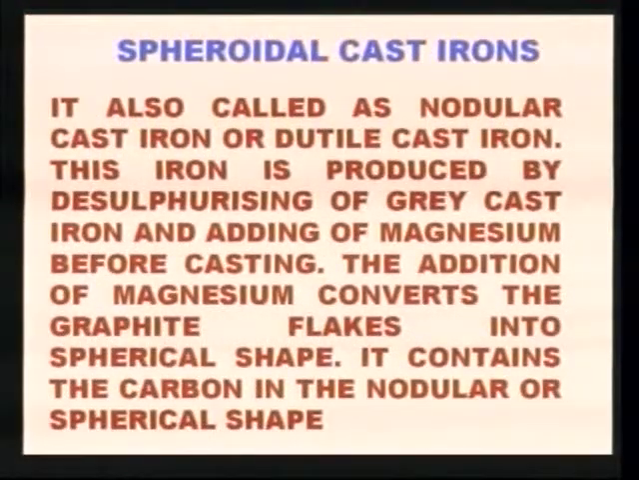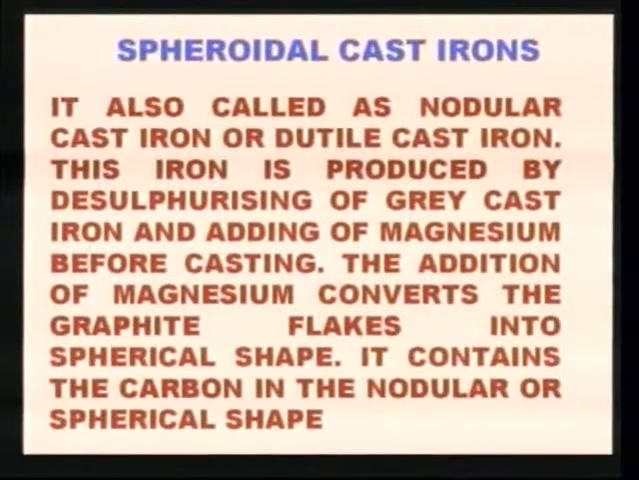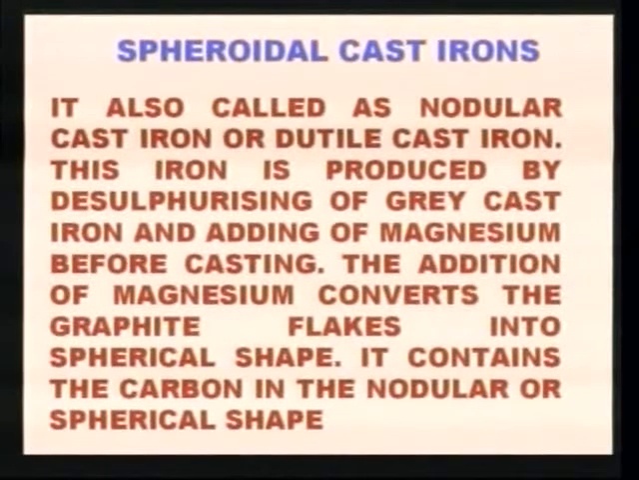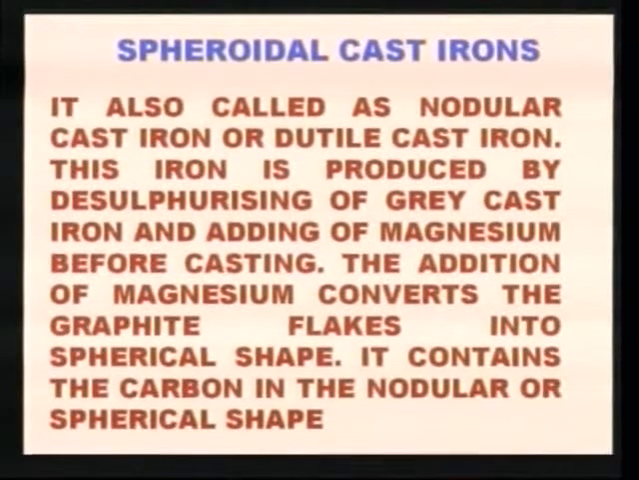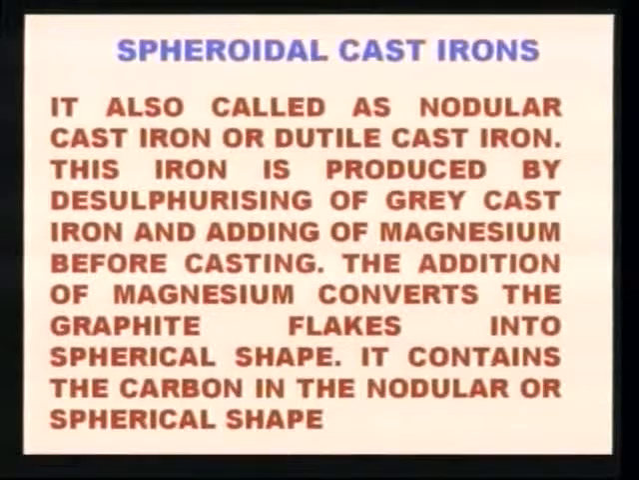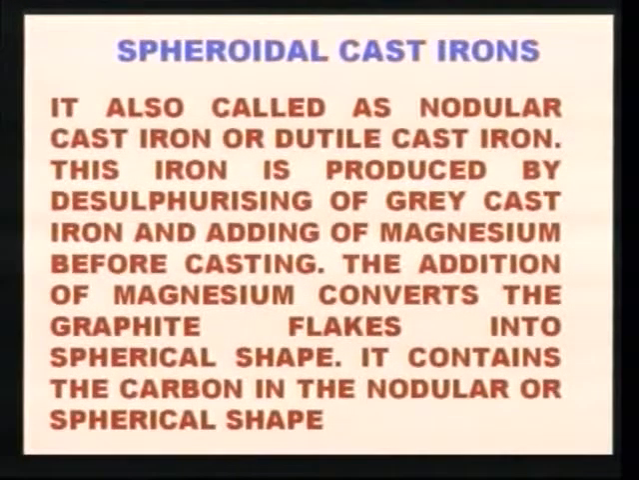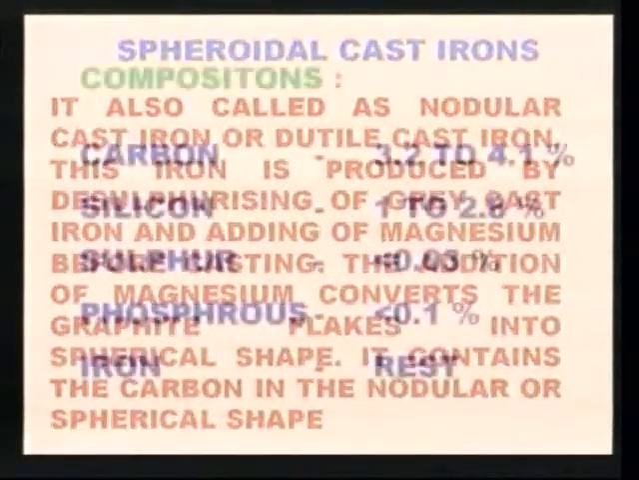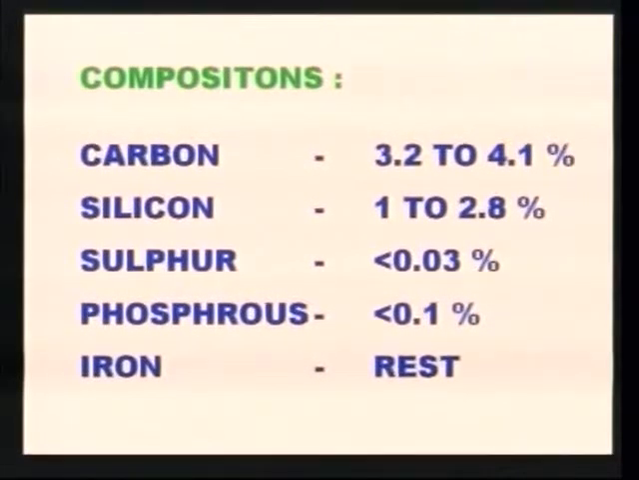The last type of cast iron is spiral cast iron. It is also called nodular cast iron or ductile cast iron. This iron is produced by desulfurizing grey cast iron and adding magnesium before casting. The addition of magnesium converts the graphite flakes into spherical shape. It contains the carbon in nodular or spherical shape. This is the composition of the spiral cast iron.